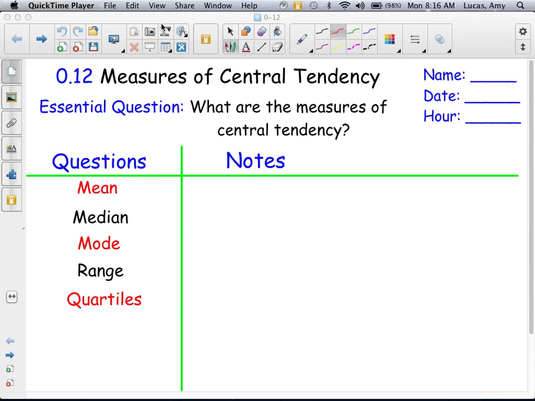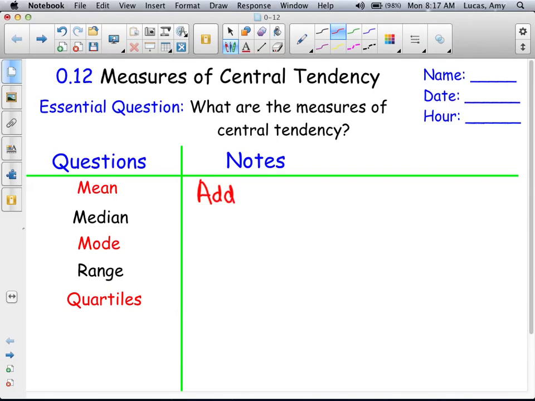To find the mean for a set of data, you need to add all of the data values together and then divide by how many terms there are. So add all of the numbers, then divide by how many numbers you added.